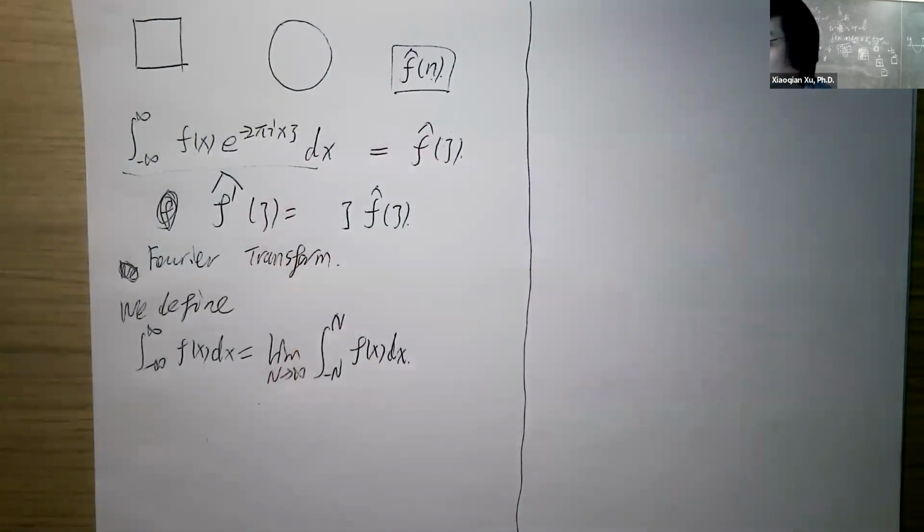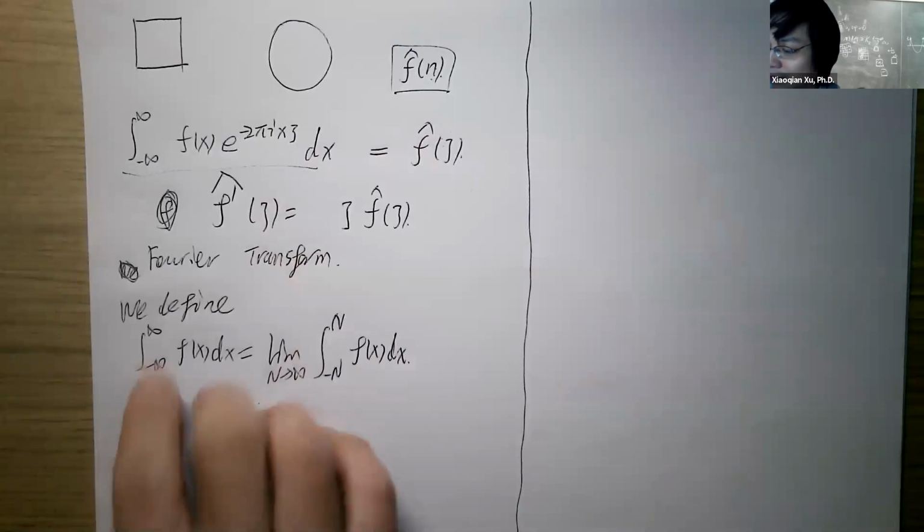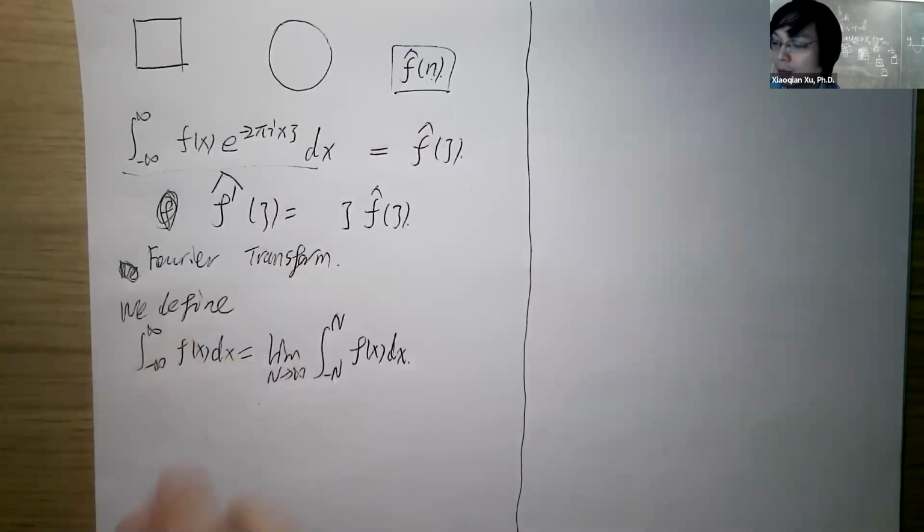We try to define the meaning of the integral from minus infinity to infinity of a function. This is just like you take the partial integral of this function and take the limit as n goes to infinity. If you still remember, if you don't, then that's all fine, you just forget about it.